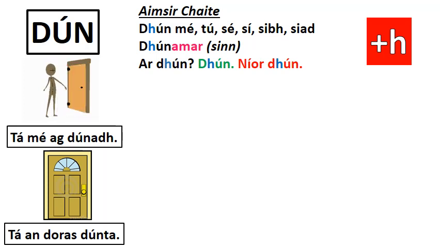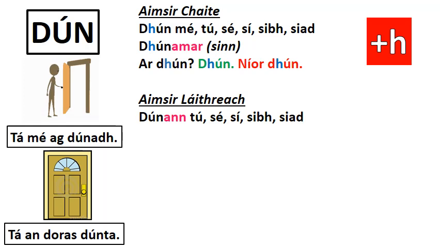Okay, now aimsir láithreach. So this is the present tense, things we do every day. Gach lá, every day. Gach seachtain, every week. Gach bliain, every year. So our big change here comes at the end of the verb. Okay, we have no change at the beginning of the verb. We just have one at the end, and it's ann. If this was a briathar caol, if this was a narrow verb, it would still be ann, but it would be spelled a little different. So, dúnann tú, sé, sí, sibh, and siad. You, he, she, you lot, and they close it every day.